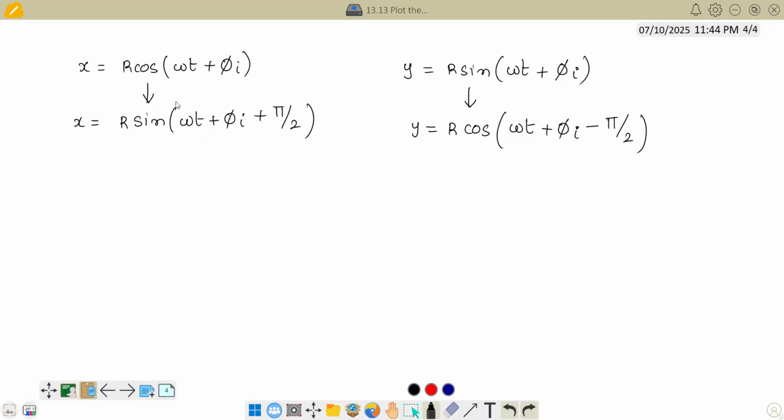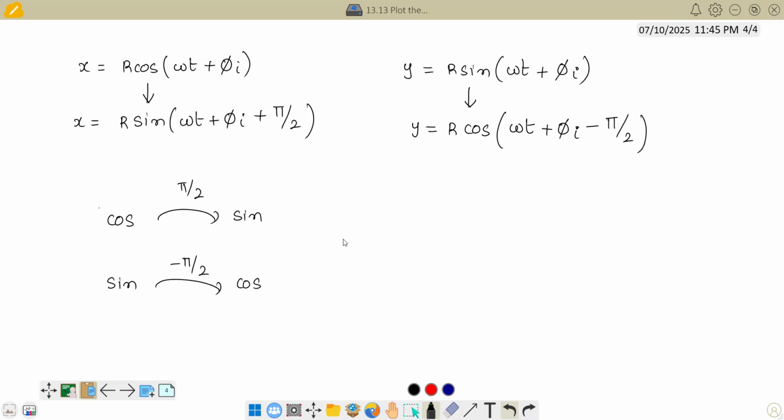So remember this. This is how you convert. If you want to convert a cos into sine, you have to add pi by 2. So if you take a cos, add pi by 2, it would become a sine function. You take a sine, remove pi by 2, it would become a cos function.